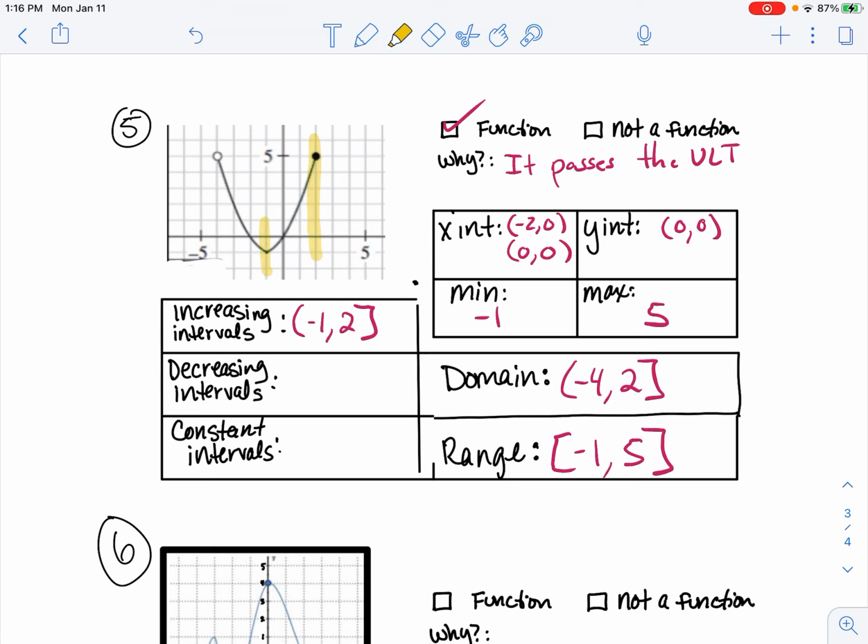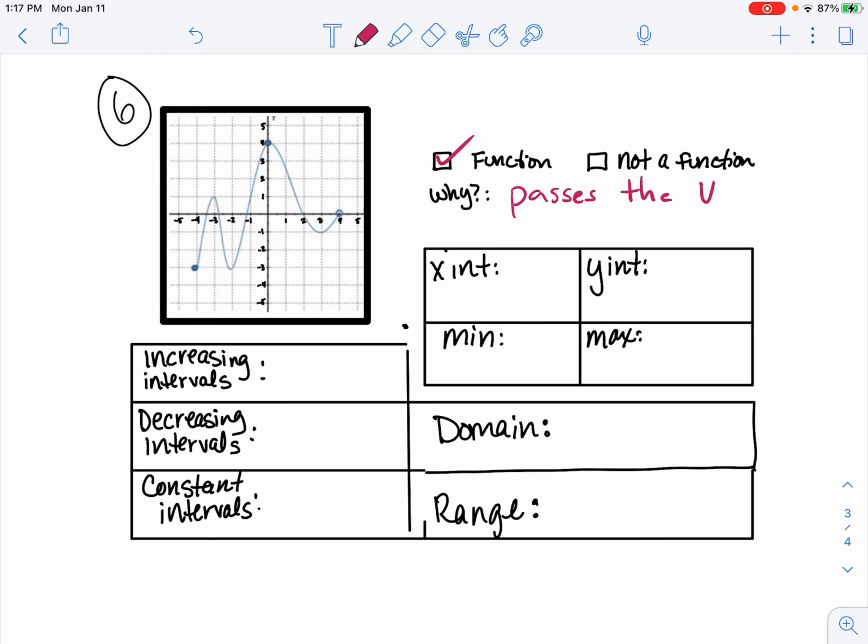For 6, is it a function? We do the vertical line test to see if it touches twice, and it does not. So yes, this is a function. It passes the VLT, the vertical line test.